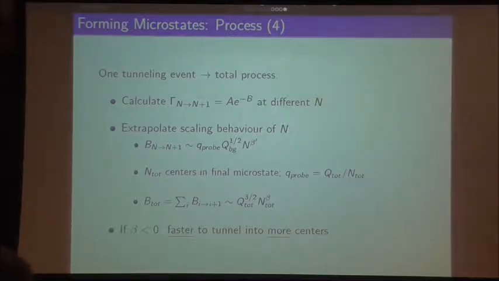And this is where we can get the physics out. Because when we have this exponent beta here, whether it's larger or smaller than 0 is going to tell us whether more centers are preferred or not. In particular, if this exponent is smaller than 0, and we'll see that it is, it'll be faster to tunnel into more centers. Because as n gets larger, this exponent will get smaller, and so the tunneling amplitude will get larger. It's a bit confusing because of the minus signs and denominators, but the point is, if this beta exponent is smaller than 0, then more centers will be preferred. It'll be faster to tunnel into more centers.